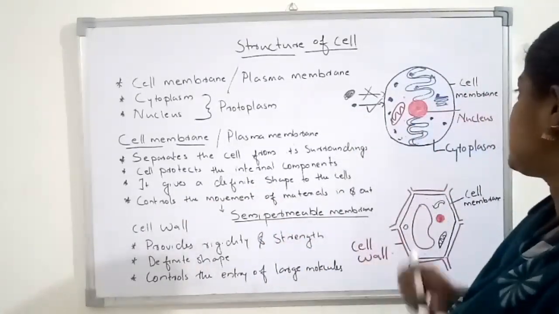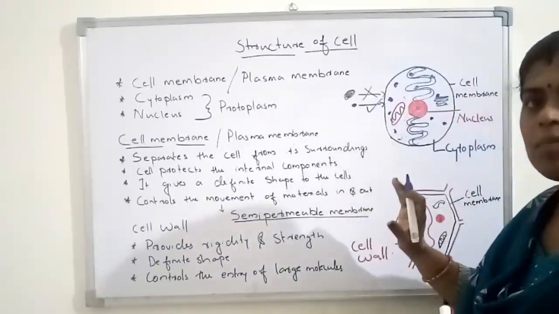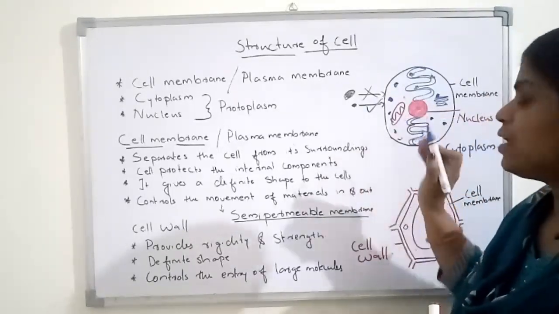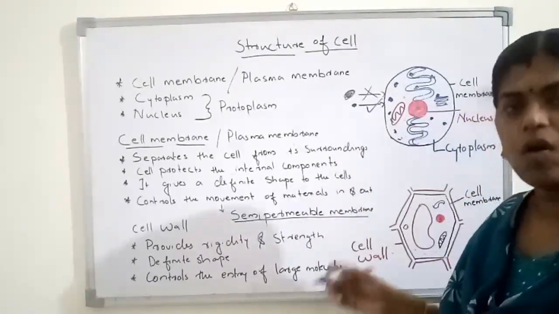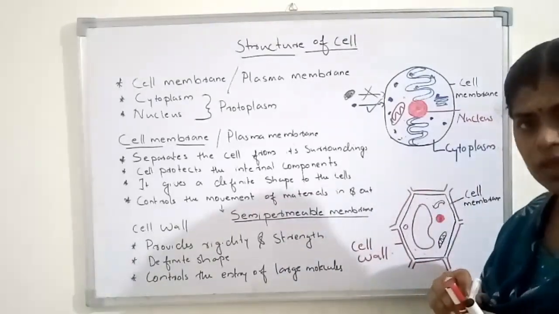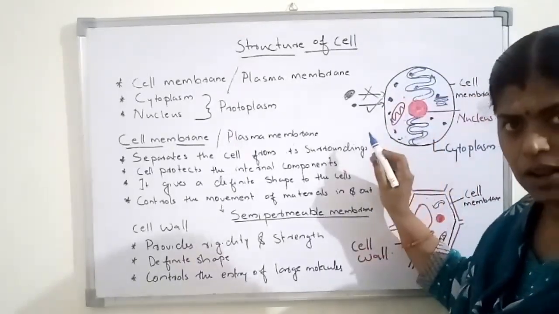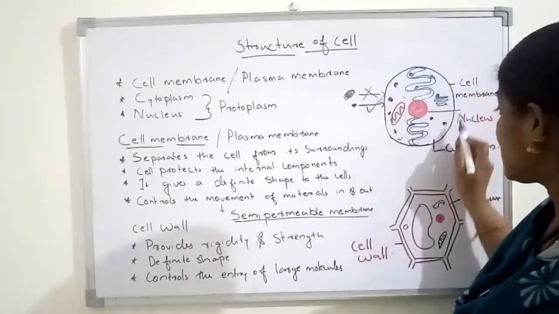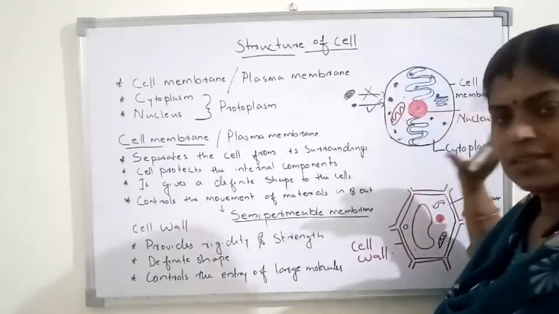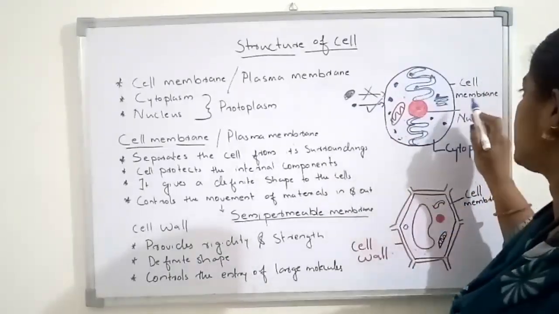So what I am telling is that just inside the cell membrane, the cell is having cytoplasm, nucleus and so many cell organelles. All these get protected by our cell membrane. Cell membrane is the outer covering of the cell and it separates the cell from the surroundings and protects what is inside the cell. The materials inside the cell are protected by the cell membrane.